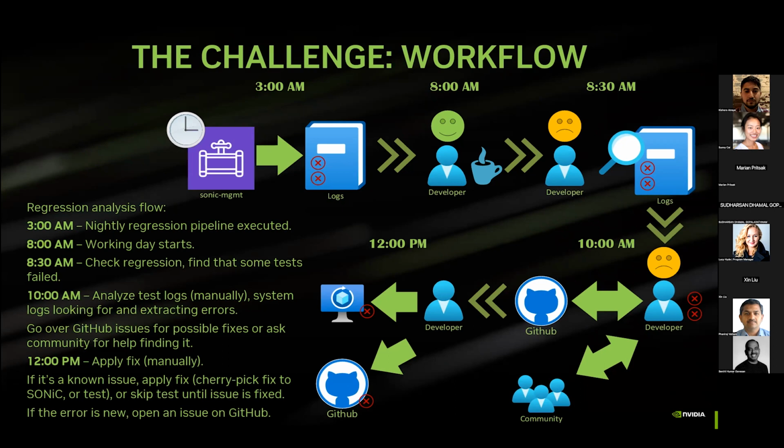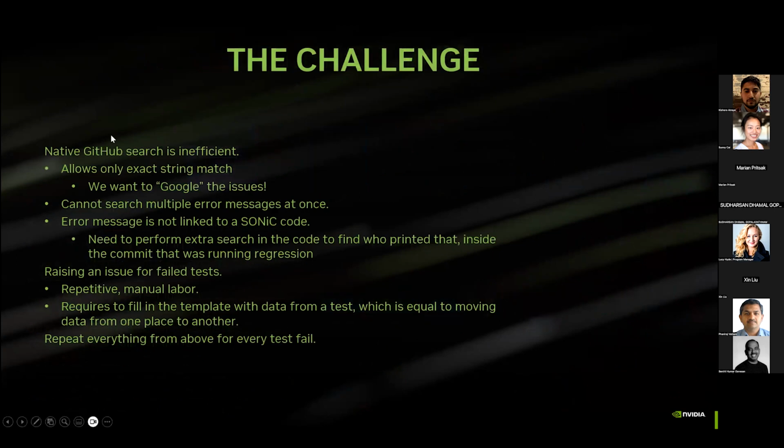Also manually, if it's a known issue, then it would be cherry-picking a fix to one of the SONiC repos, maybe from a different branch, or to SONiC management tests, or maybe skipping the test until the issue is fixed. If no pull request was provided with that issue, or if it's a completely unknown issue, then open a new one on GitHub. So the challenge here is that this process is not really efficient and it's done manually.